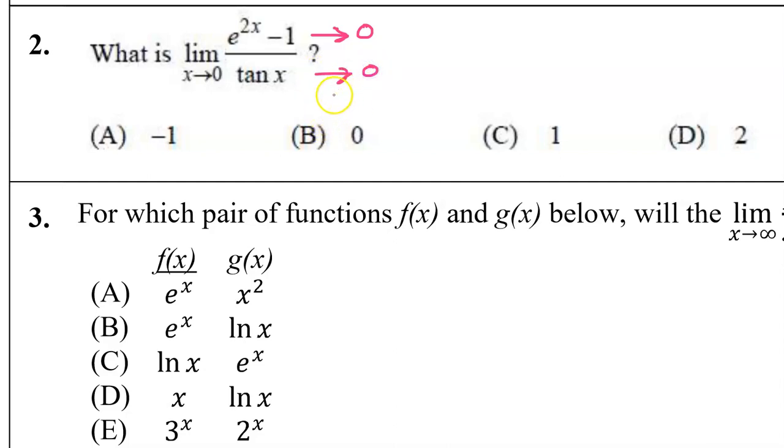We have learned that if direct substitution gives you 0 over 0, we are allowed to use something called L'Hopital's rule, which says that we can take the derivative of the numerator and the derivative of the denominator without changing the limit. So let's give that a shot.